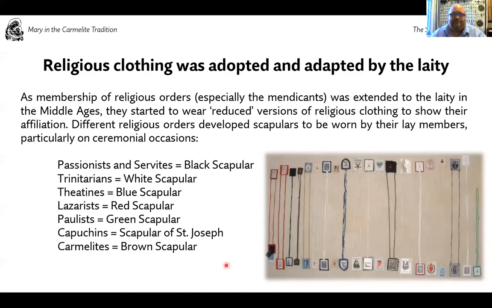So this is a picture showing just some of the range of different scapulars that exists. The Passionists and the Servites have a black scapular, the Trinitarians a white scapular, the Theatines a blue scapular, and so on. The Carmelites, obviously, we have our brown scapular, but there are many scapulars across different religious orders. And they are all symbols of the values of those orders.